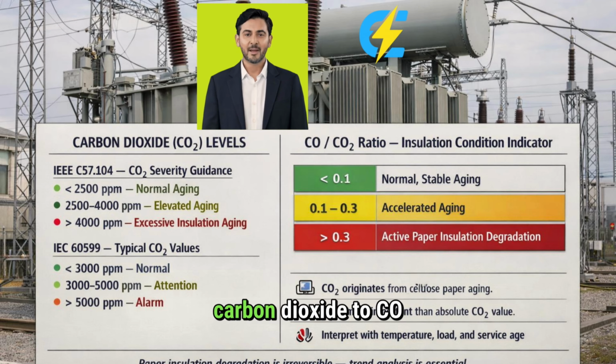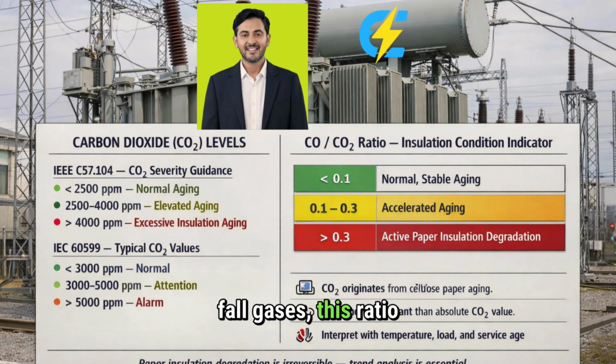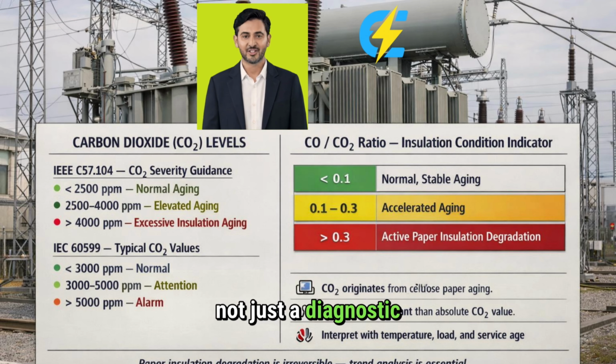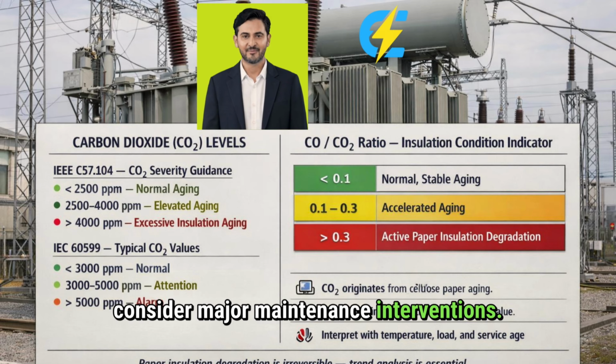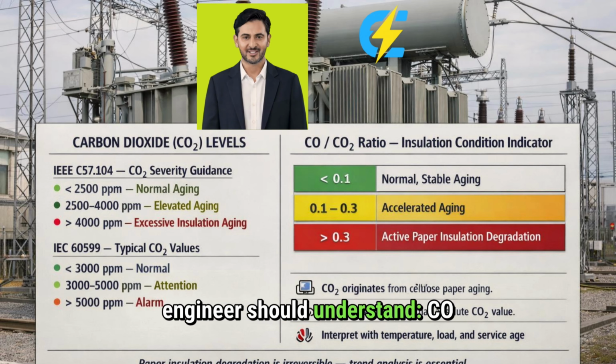The beauty of the carbon dioxide to CO ratio is that it provides early warning. Unlike waiting for catastrophic fault gases, this ratio gives you months or even years of advance notice about insulation problems. It's a planning tool, not just a diagnostic tool. Carbon dioxide to CO ratio helps you decide timing, not panic. It tells you when to start planning replacement, when to reduce loading, when to investigate cooling systems, and when to consider major maintenance interventions. Here's the hierarchy of gas interpretation that every engineer should understand.